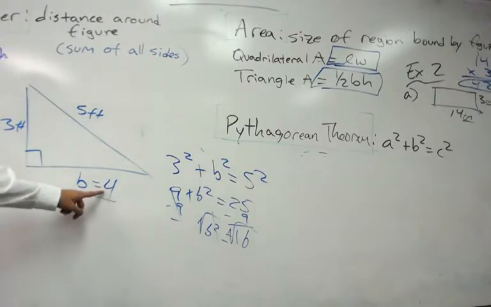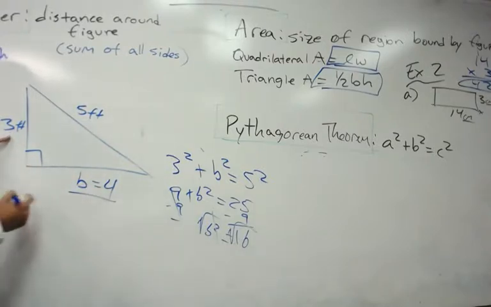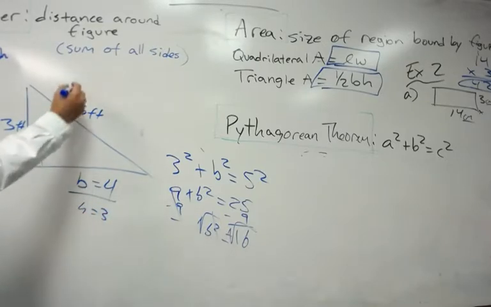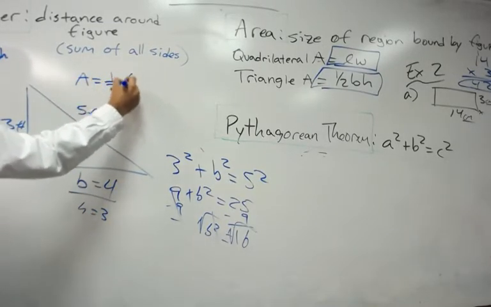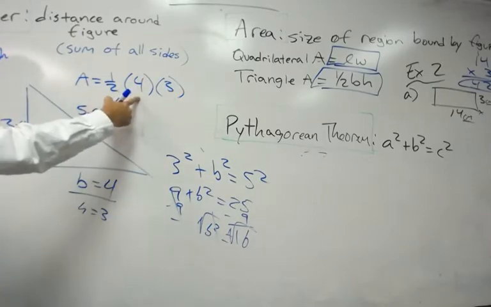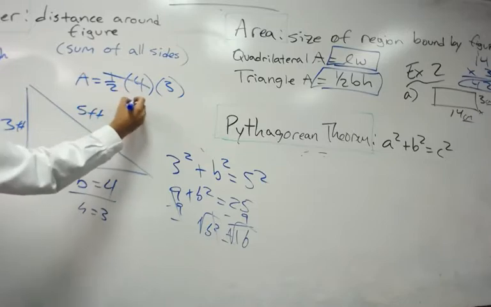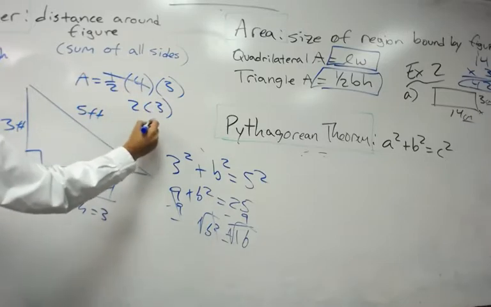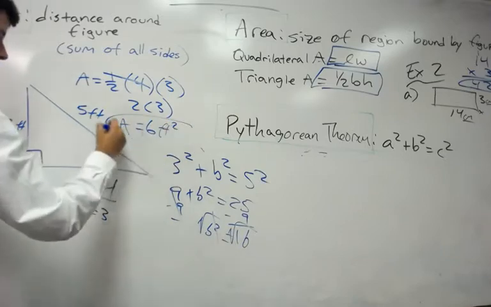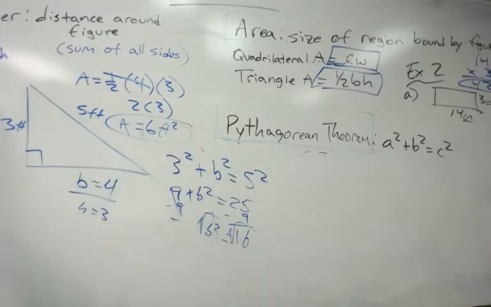Now we know the base and the height. Base is 4. Height is 3. Plug that into our formula. A equals 1/2 times 4 times 3. Let's cut the 4 in half. 1/2 times 4 is 2. Times 3 is 6. It's area, so feet squared. 6 feet squared would be your area. And those are the formulas.